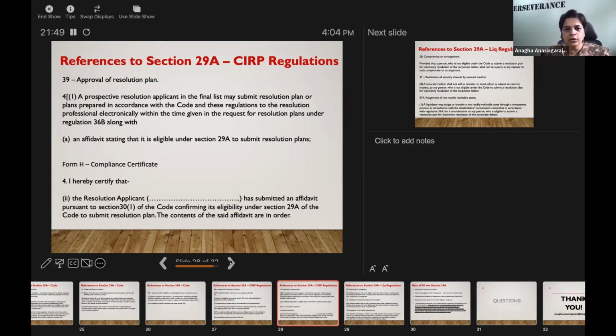What do you interpret in that? "Are in order" means what? We have verified the contents of that affidavit, or we have independently verified that whatever is said in that affidavit about his related parties or everything is completely correct. So here we are not just agreeing to what has been stated in the affidavit, but doing our own due diligence, because if we look at all the provisions together, the duty is cast upon us to do that independent check. And here we are saying that the contents of the affidavit are in order, which means that we should have done our due diligence, and we are also certifying here that the person is eligible to submit a resolution plan.